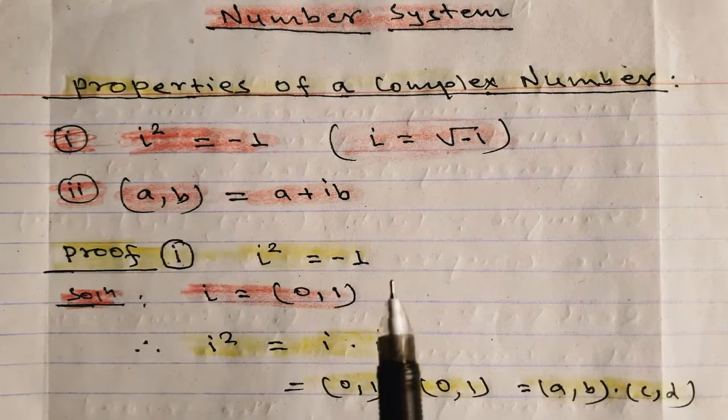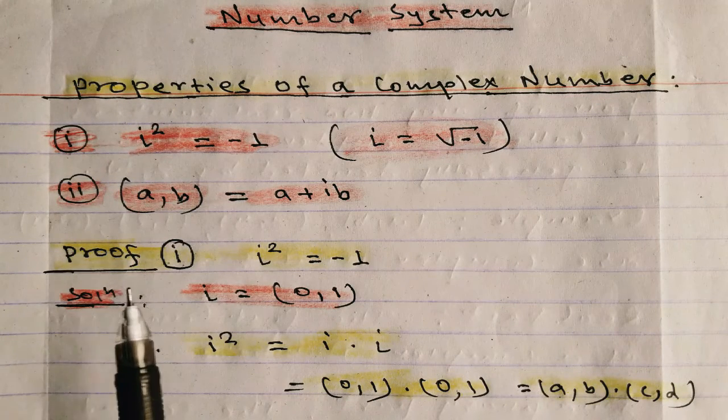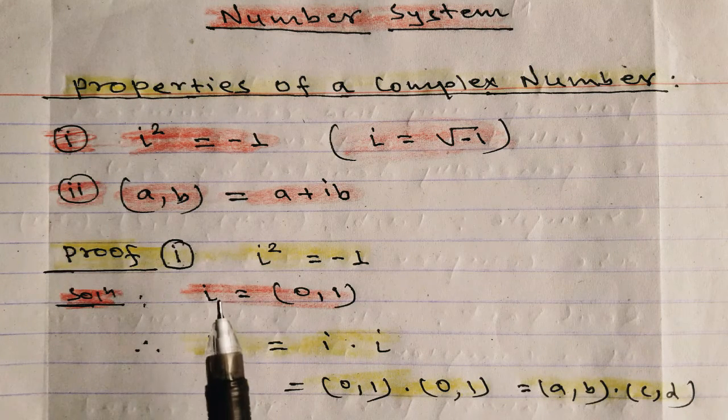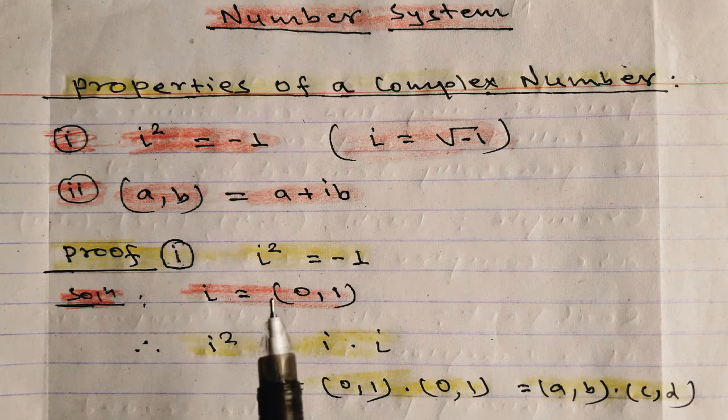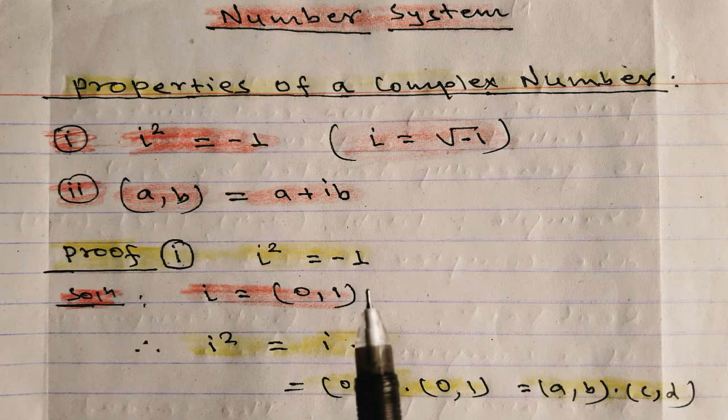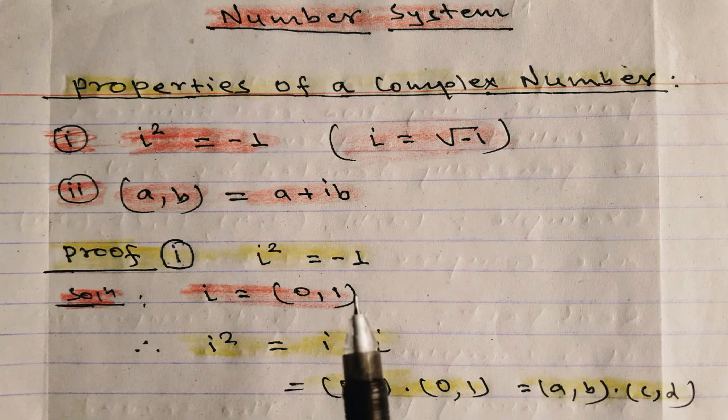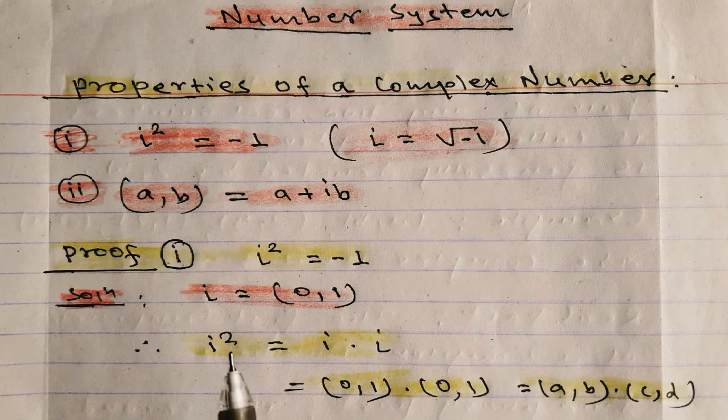Let's look at the proof of the first property. I square, the value of I square is minus 1. Solution, we know that I, the imaginary unit I is the complex number 0, 1, which has real part 0 and imaginary part always 1. Now I square, let's take LHS. I square is equal to I into I. So the value of I is 0, 1, 0, 1 into 0, 1.